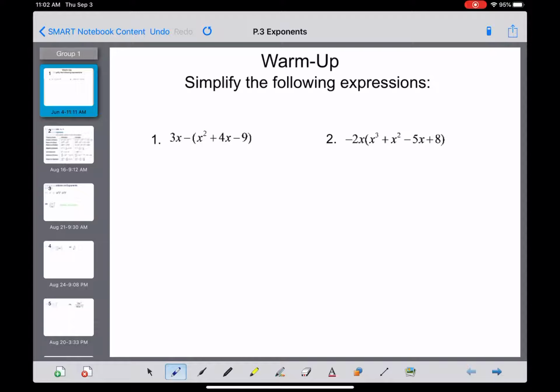So we're in P3, and this is our warm-up. I would pause the video here and try the warm-up on your own. And now I'm going to show you the answer. And for number 2, when you distribute, this is what you should get.